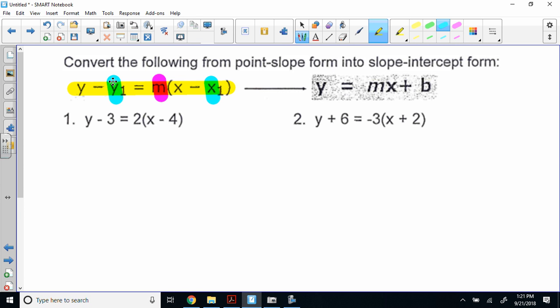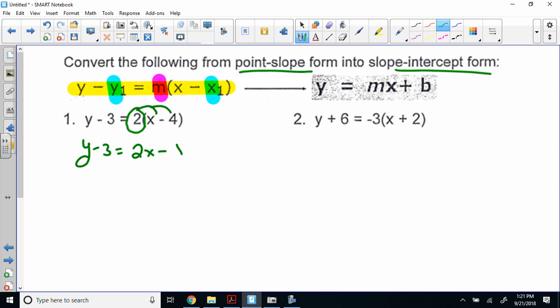This is pretty cool. There are only certain times in your life when you have aha moments. I had aha moments on this one. So we're going to convert them from point slope to what? Okay, so watch this. First things first. The slope is 2, is it not? Okay, good. So we're going to distribute. So that's y minus 3 equals 2x minus what?